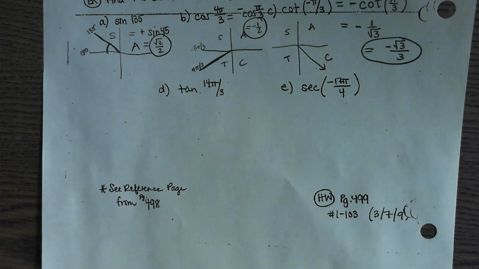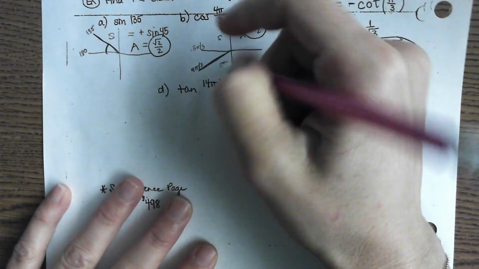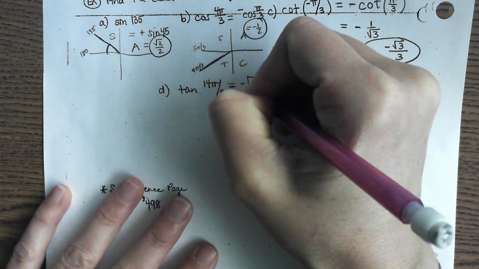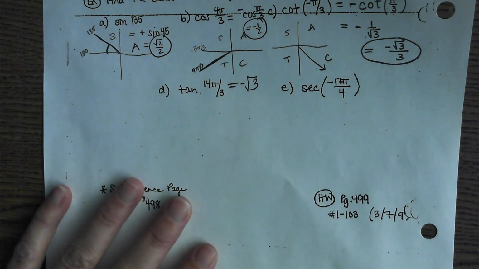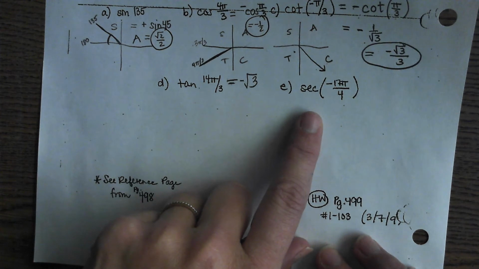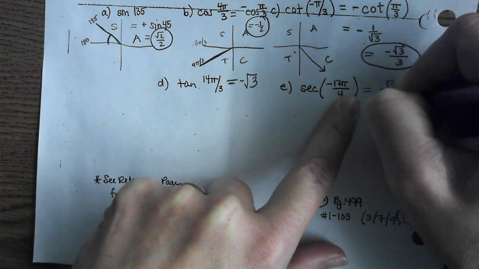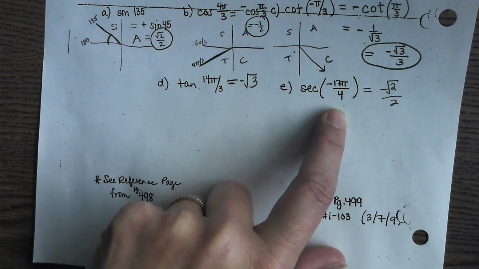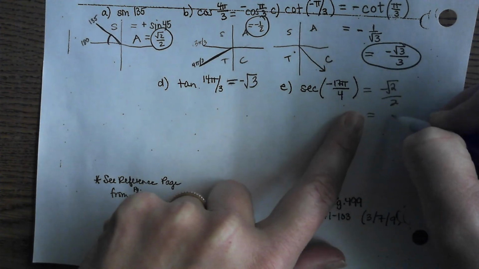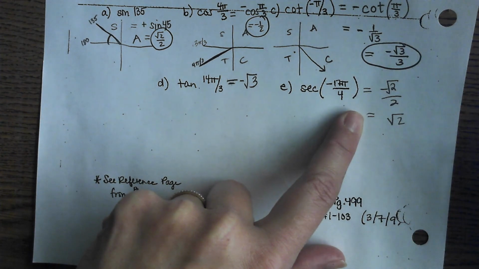Moment of truth. Trista, what did you get for D? Did anybody get anything different? Sarah, what did you get for E? Did anybody get anything different? Olivia, what did you get? Say it again. Anybody get anything other than those two?